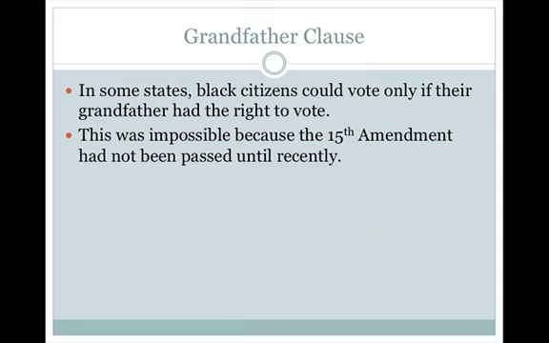Some states passed a law that said black citizens could vote, but only if their grandfather had the right to vote. Now let me ask you, for many of these people, their grandfathers were slaves. So it was impossible, by the way that the law was designed, for their grandfathers to have had the right to vote because they were slaves. And as slaves, they were not citizens. And as not being citizens, they had no rights. So it was a simple way to essentially eliminate all black people from having the ability to vote.